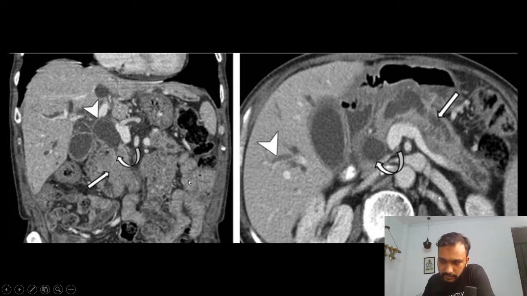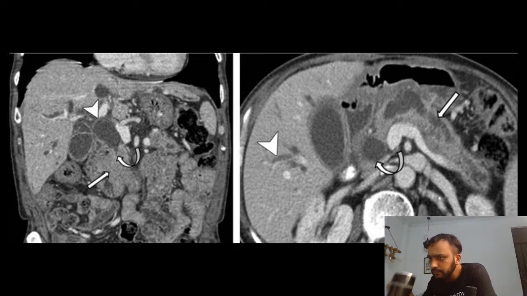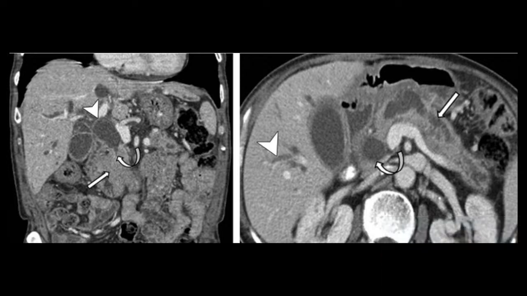Right, very good answer, Doctor Shastri. Come on, now tell us about this case. What do you see in this case, guys? Come on, what is your observation for this case? Tell me what is the investigation.